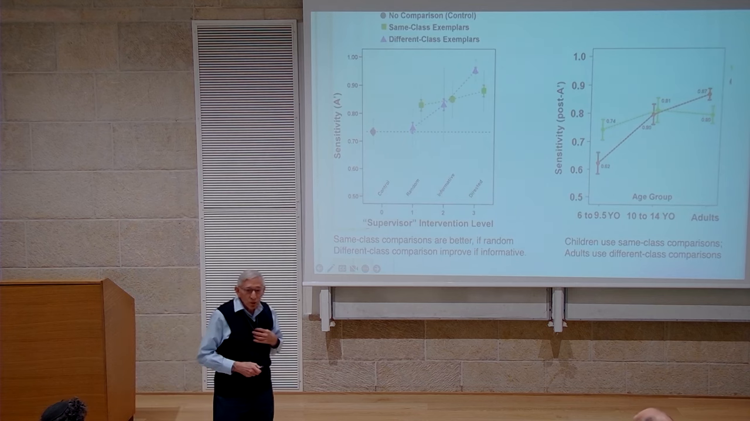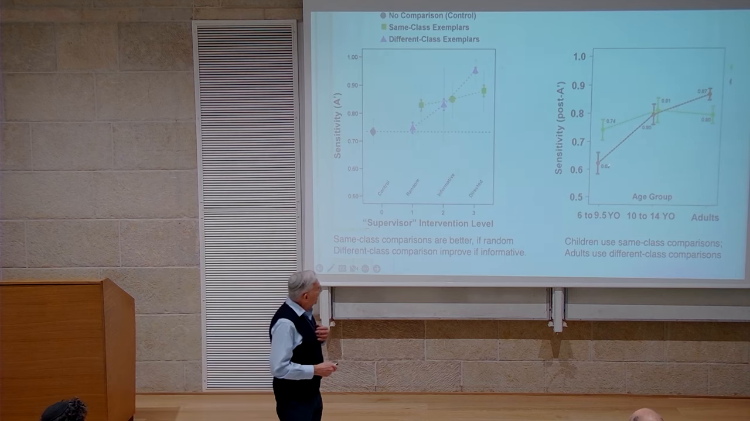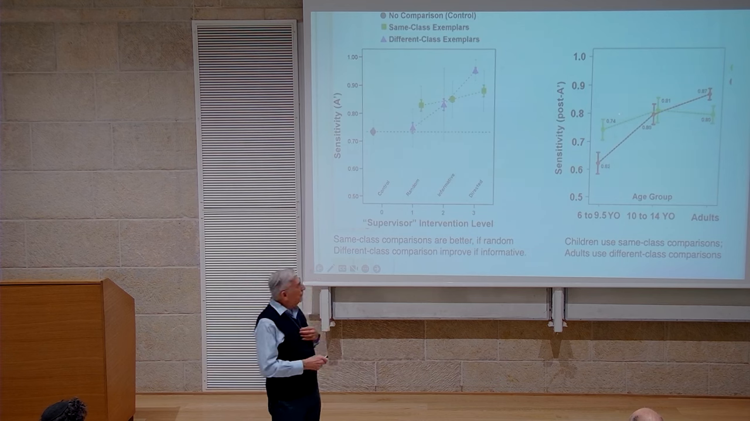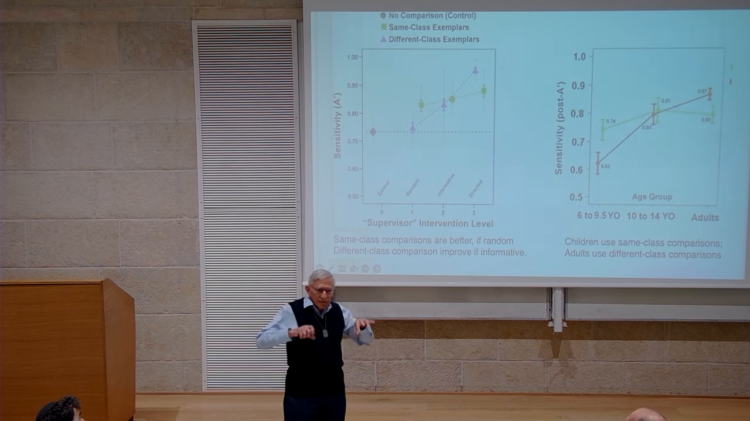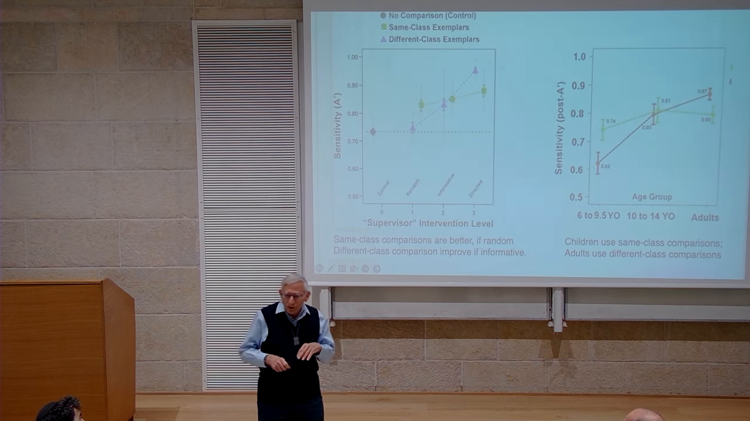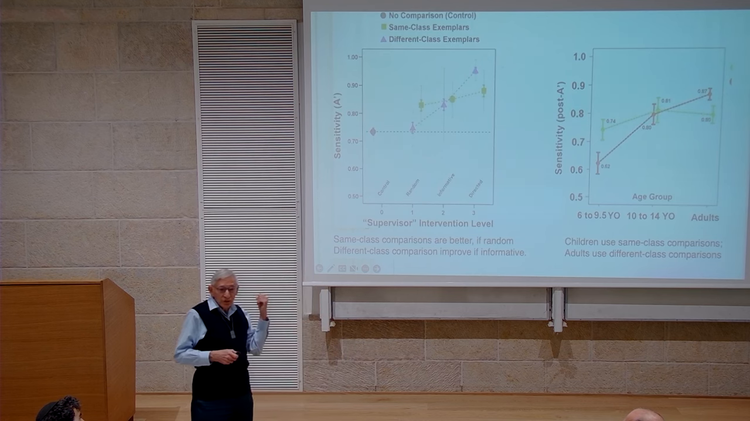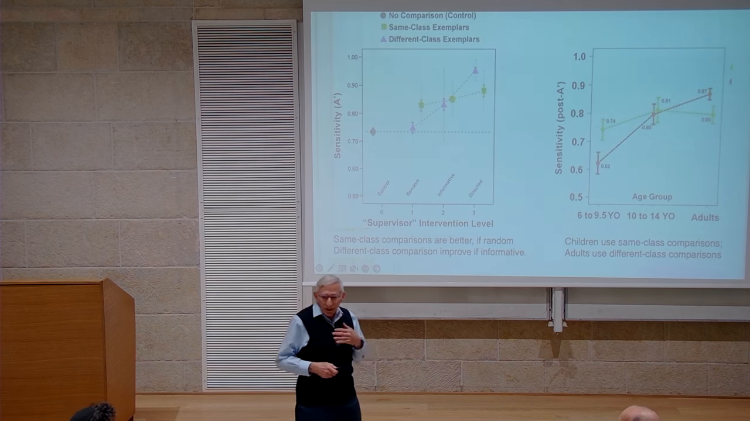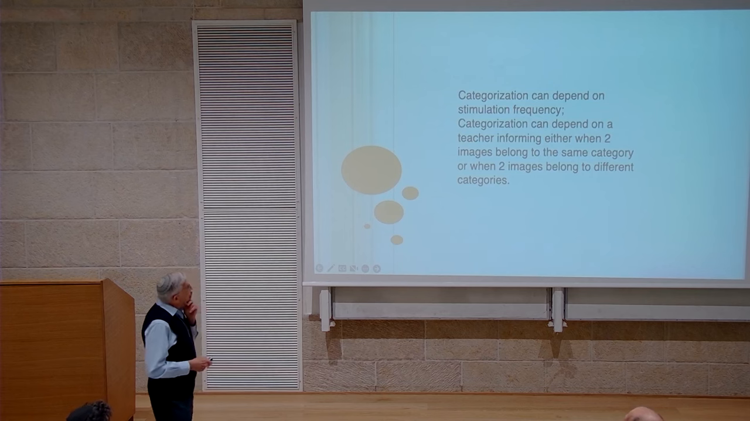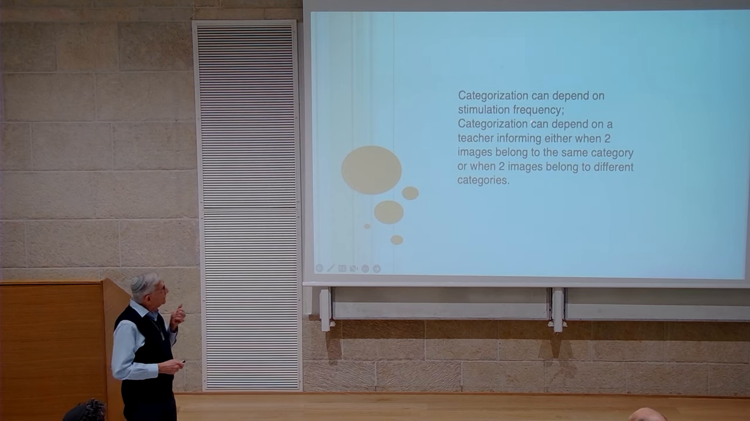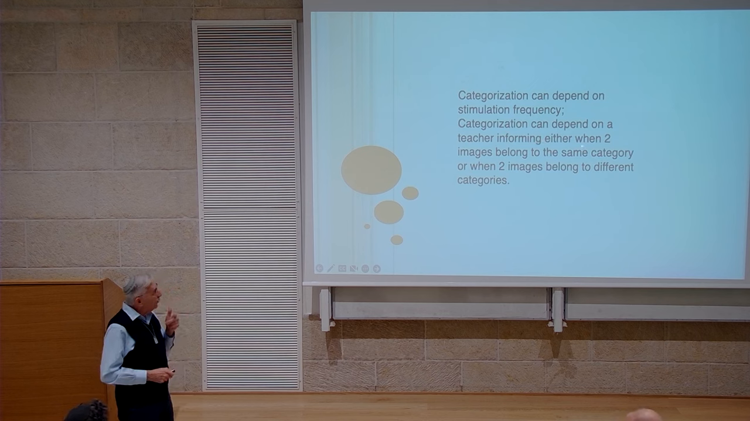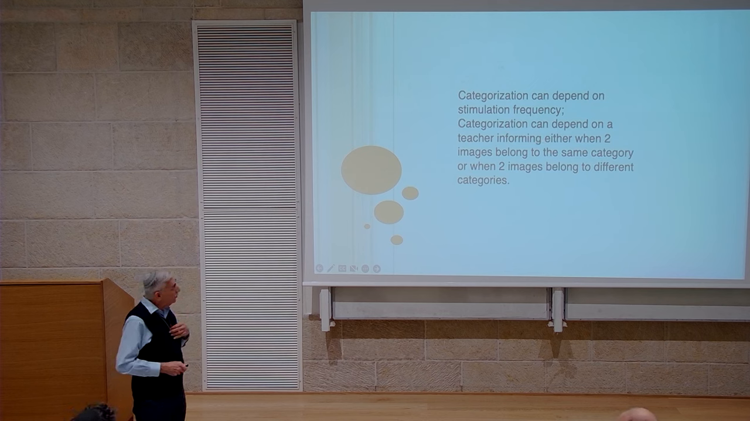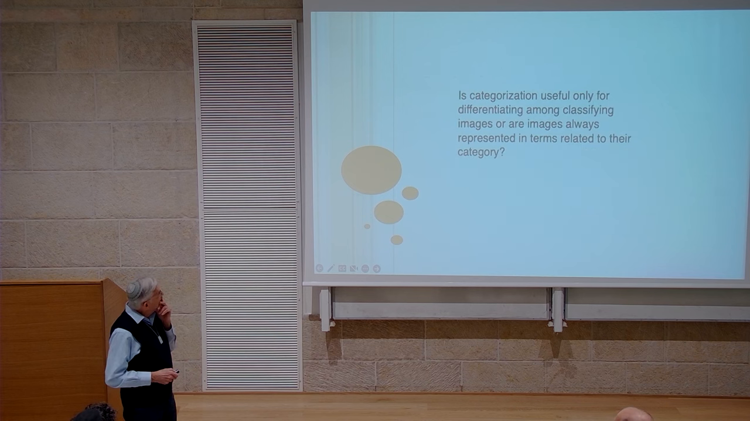And we checked this also with children, and we found that children use same categories much better than different ones, and adults do equally well with both, and can use the different categories even better than the same categories. Because fine differences, as we saw with the ducks and the seagulls, fine differences you can only learn by being told which ones are different. So categorization can depend on stimulus frequency, and categorization can depend on the teacher informing either when two images belong to the same category or when two images belong to different categories. Okay.